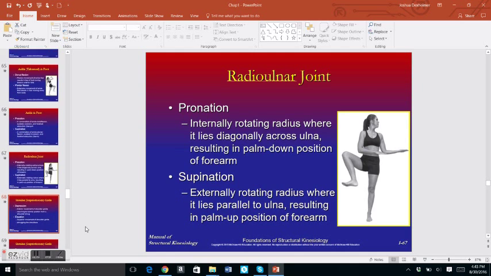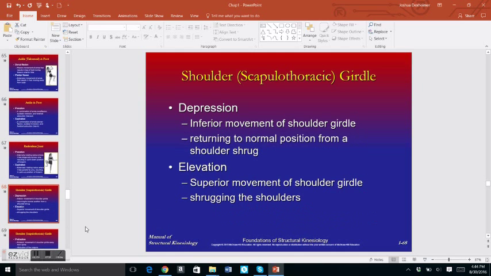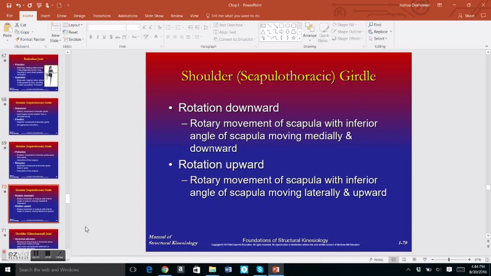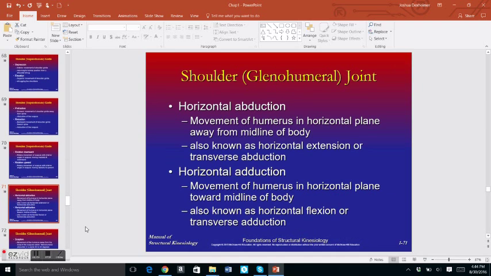We discussed pronation and supination. So depression, elevation, kind of slouching or moving my shoulders down. Shrugging my shoulders up is going to be elevation of the shoulder girdle. Protraction is abduction of the scapula, forward movement, or retraction, basically bring your shoulder blades back, try to touch them. Rotation downward, the scapula moves medially and downward. Rotation upward is laterally and upward. And we'll be discussing that in chapter 4.